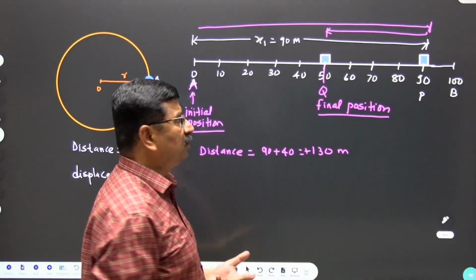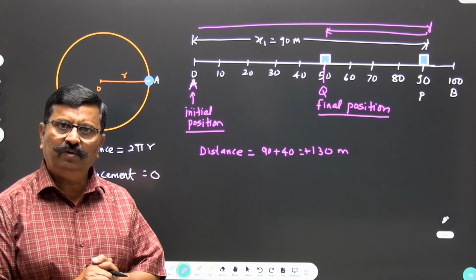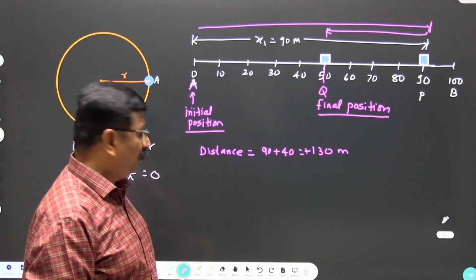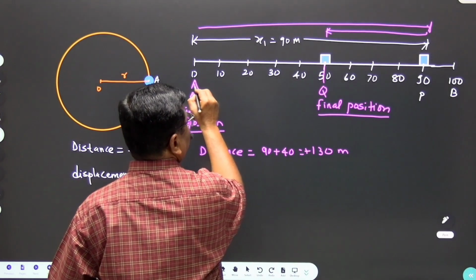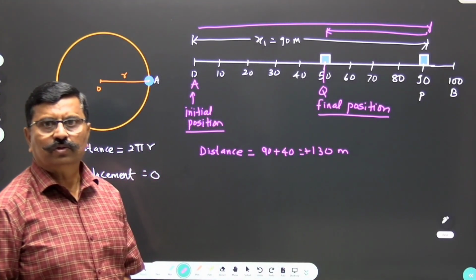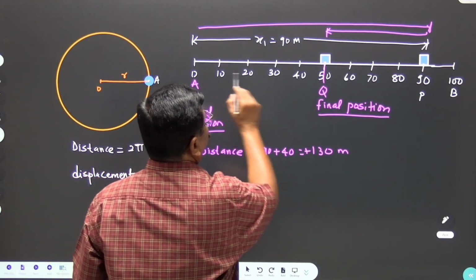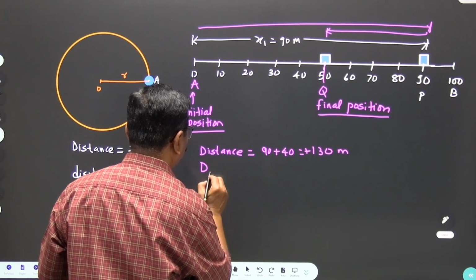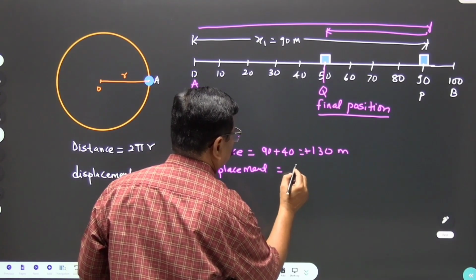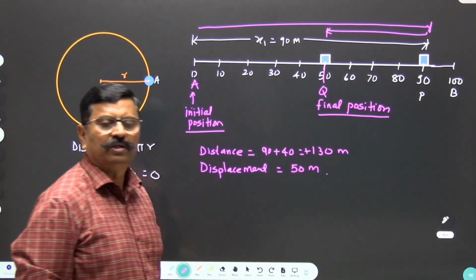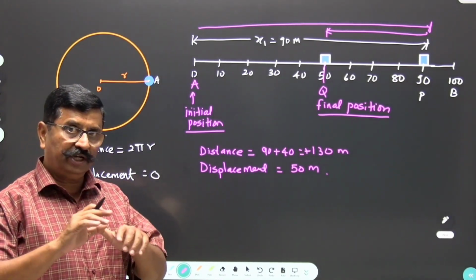Okay, then what is the displacement? Now, displacement is the shortest distance between the initial position and the final position. What is the initial position? Point A. And what is the final position? Point Q. So what is the shortest distance between them? That is 50 meters. Hence, displacement is 50 meters. So this is the difference between distance and displacement. Now displacement can be negative also.